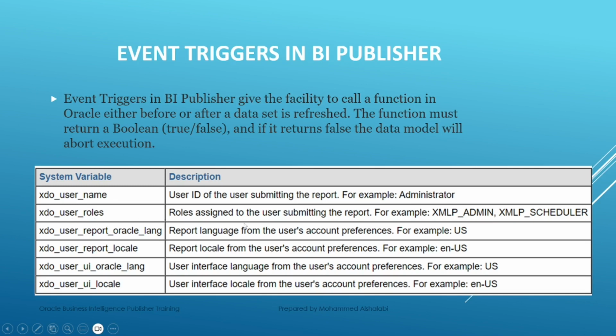XDO user role is the role assigned to the user submitting the report, for example, XMLP admin or consumer, author, administrator. XDO user report Oracle language is the report language from the user's account preferences, for example, US. XDO user report locale returns the report locale from the user's account preferences, for example, English, United States. XDO user UI Oracle language returns the user interface language from the user's account preferences, for example, US, which is similar to this one. And the last one is XDO user UI locale, which returns the user interface locale from the user's account preferences, for example, English, United States.